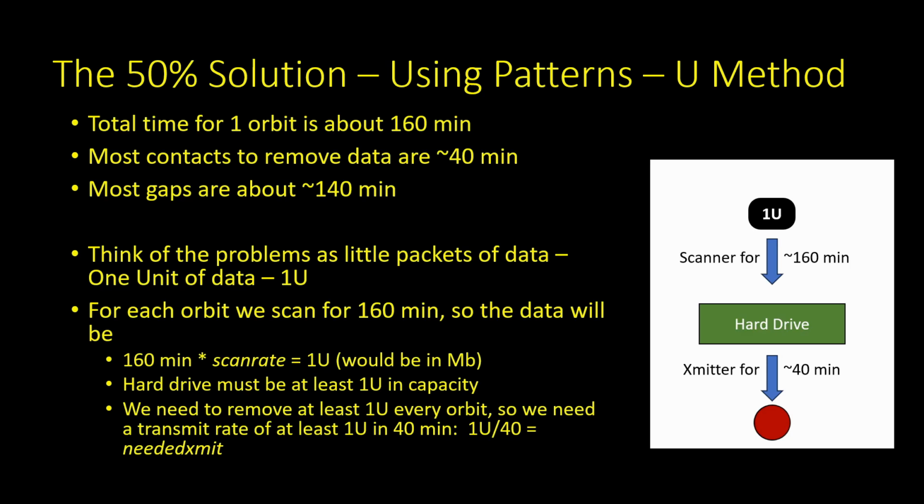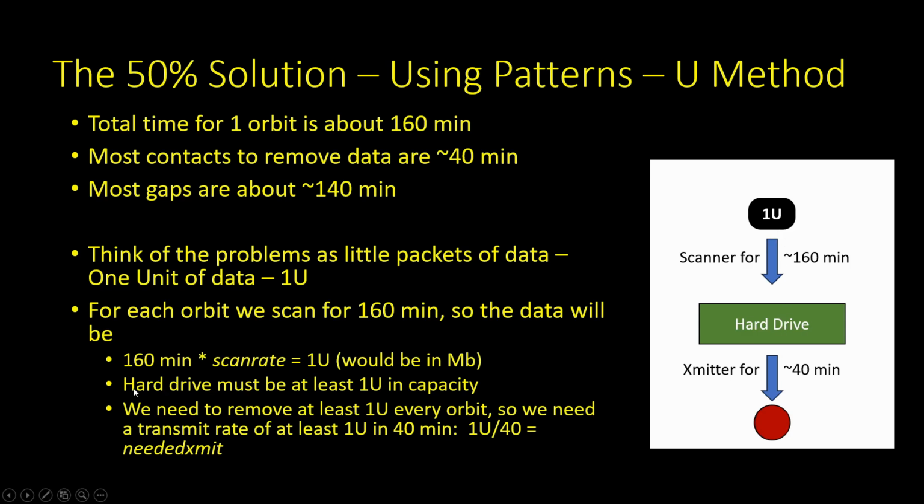So here's what I'm going to do. I'm going to say I don't know what 1U actually is number-wise, but I know that I would find it by taking 160 minutes and multiplying it by whatever my scan rate is. We're going to come back to that when we actually solve it. But I'm going to take 160 minutes times my scan rate, and I'm going to call that 1U. If I choose the basic scanner, that's going to be whatever I said before, 6,400 megabytes. And if I choose the big scanner, that would be 17,600. But it doesn't matter, because right now I'm just going to call it 1U. So for every cycle, I'm going to add 1U onto my hard drive.